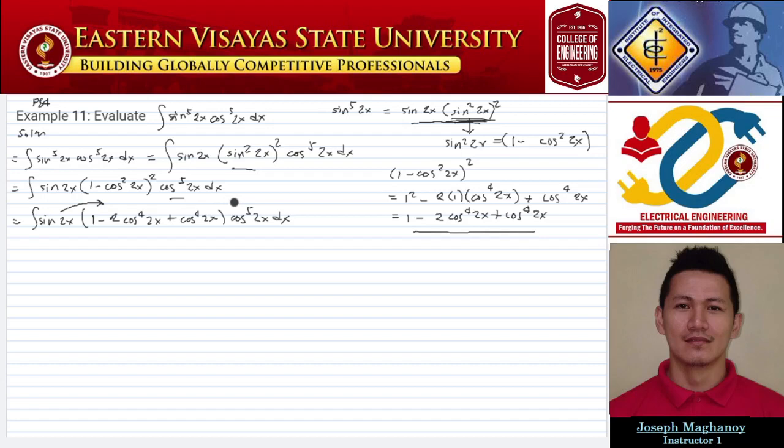We let the integral equal the integral of sine 2x cosine to the 5th 2x, then proceeding to our second term, minus 2 sine 2x cosine to the 4th 2x, then to our third, plus sine 2x cosine to the 4th times cosine to the 5th, so you add the powers, that is cosine to the 9th 2x. Okay, so the closing quantity, we have dx.